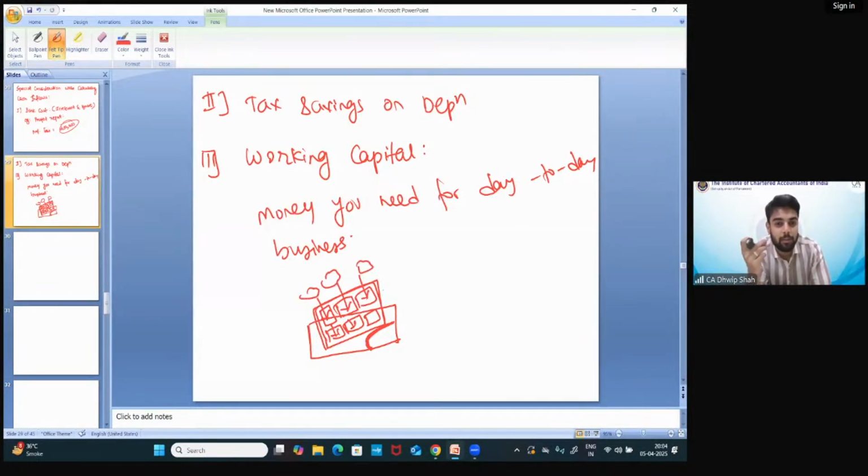Then I would need some amount of labor who would work on these raw materials to convert it into finished goods. So that is the additional amount that you need for running day-to-day business, and that is your working capital. Are you following? So just by investing in fixed asset, your business will not start. You need additional capital for running those fixed assets, and that is working capital. Money that you need for day to day business operations.